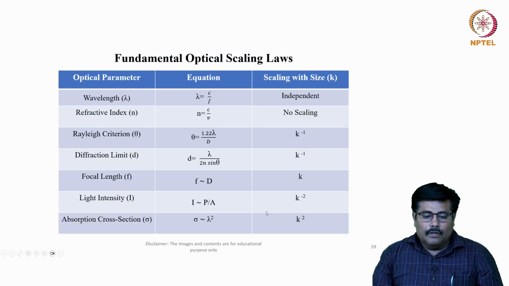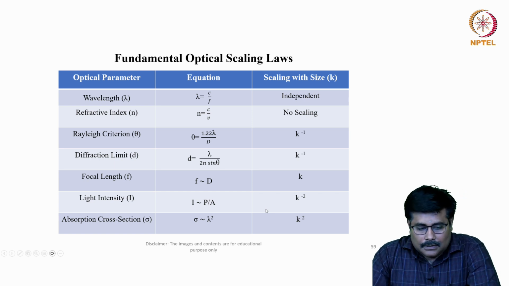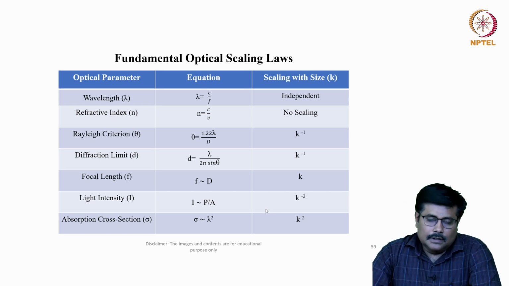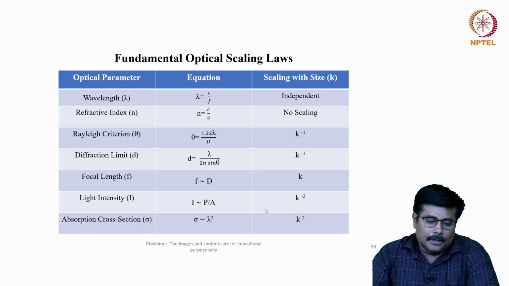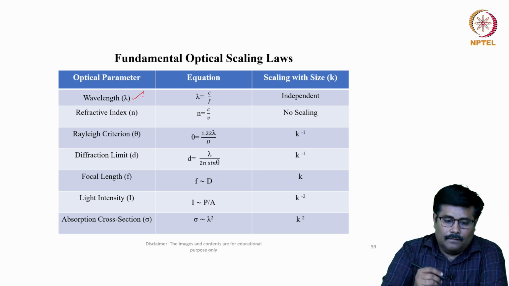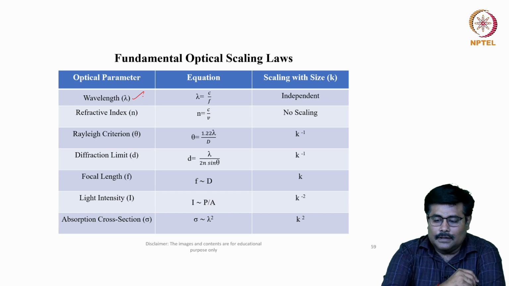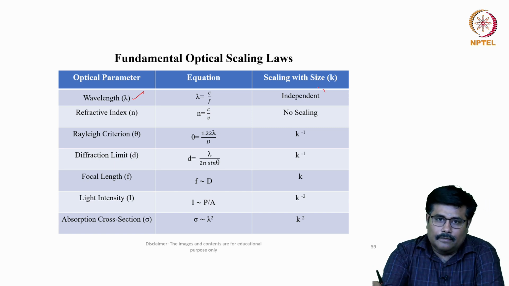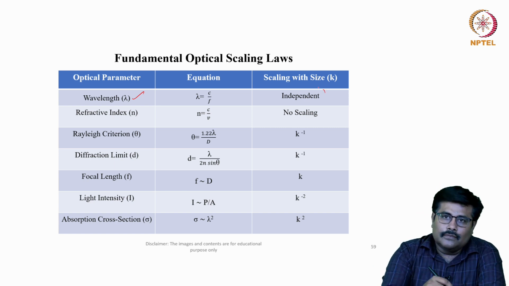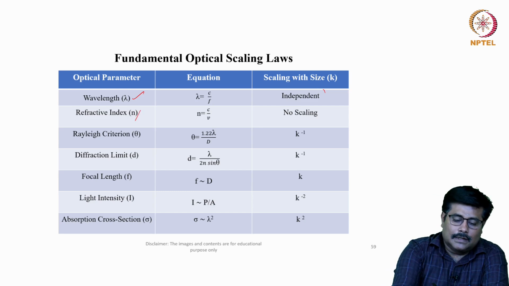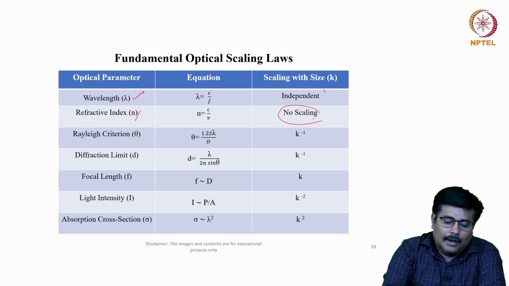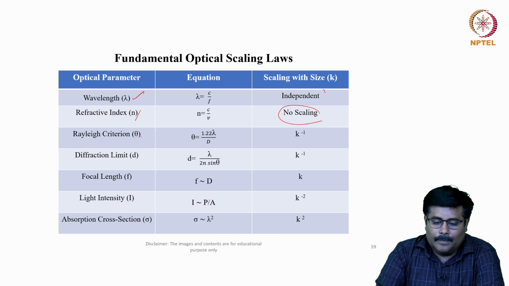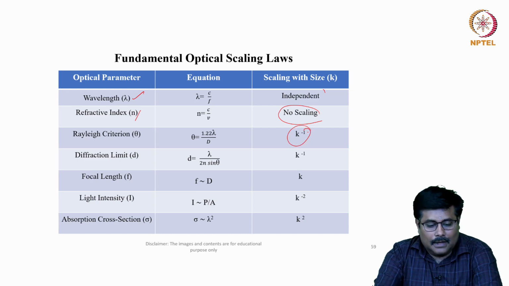of the aperture. When we look into the fundamentals of these optical scaling laws, there are different optical parameters which contribute towards this fundamental optical scale. One is wavelength. As far as wavelength is concerned, it is independent with reference to the scaling. Next, we have the refractive index, which is represented as n, and it has no scaling impact. We have a Rayleigh criterion, which is represented as theta. So theta is 1.22 lambda by d, which scales as k to the power minus 1.